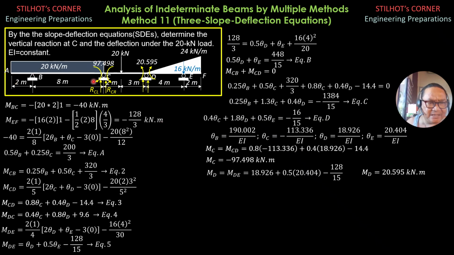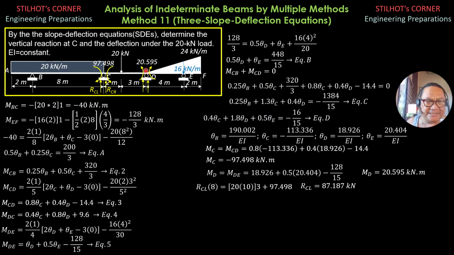Considering ABD, I'll call this RC left. We can compute RC left by taking moment sums at B, 0. So RC left times 8 equals 20 times 10 times 3 plus 97.498. So RC left is equal to 87.187 kilonewtons.